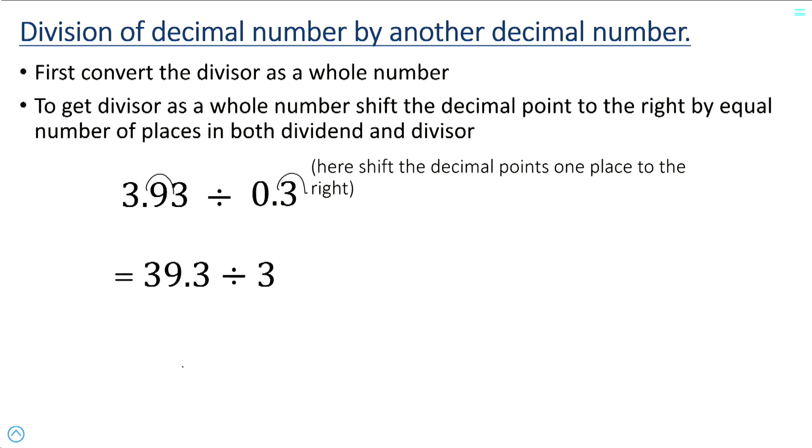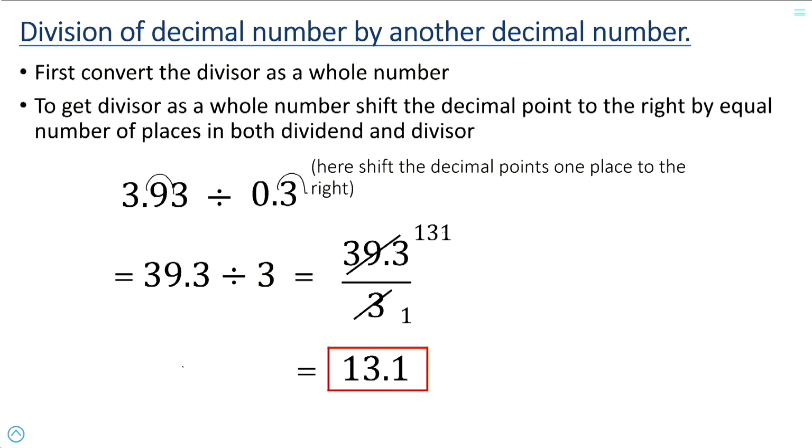Now, divide 39.3 by 3. We will get 3 ones are 3, 3 threes are 9, 3 ones are 3. So, how do we put the decimal point here? In the dividend, one digit is there after the decimal point. Therefore, we should put the decimal point after one digit from the right. Therefore, the answer is 13.1. It is the shortest method to find the quotient when dividing a decimal number by another decimal number.